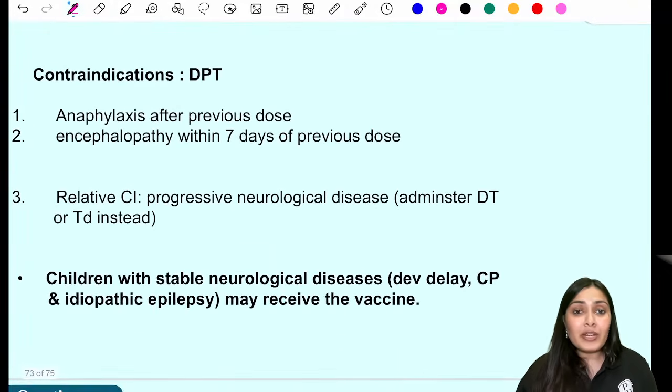So what are the contraindications? Contraindications means I'm not going to give the next dose. If there is anaphylaxis after the previous dose, I won't give. If there is encephalopathy within 7 days of the previous dose, I won't give.